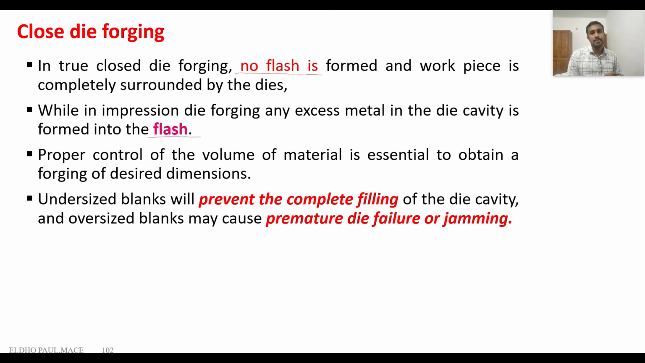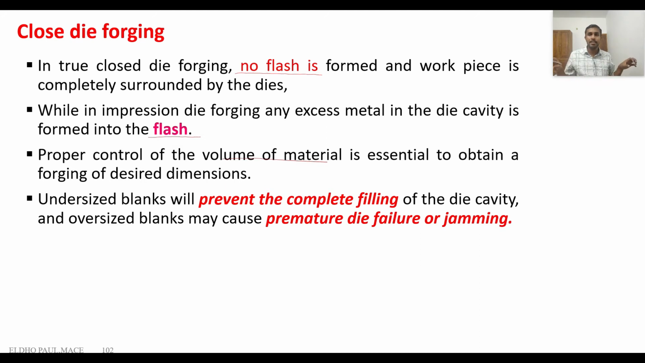So in this case, we need to control this process very properly. The volume of the material is essential to obtain a forging of the desired dimension. So proper control is required. If proper control is not there, what happens? A forging with incomplete filling may develop. The material may not flow into the sharp corner regions.